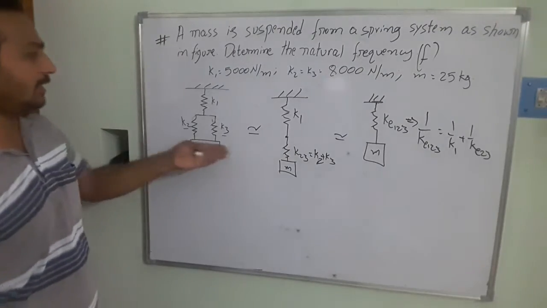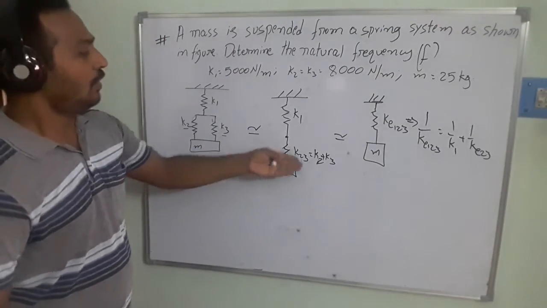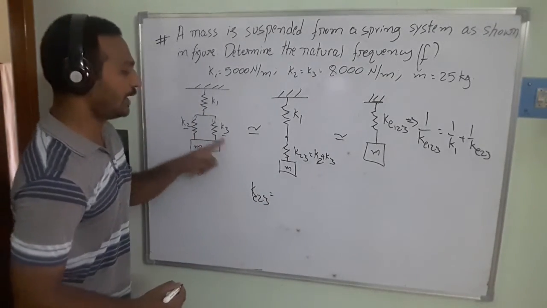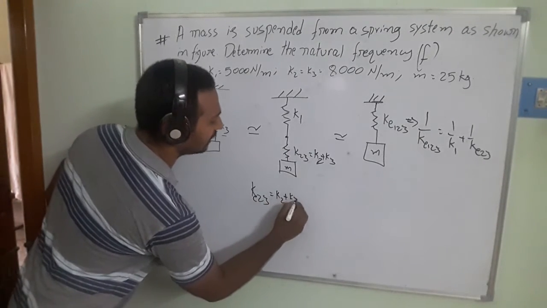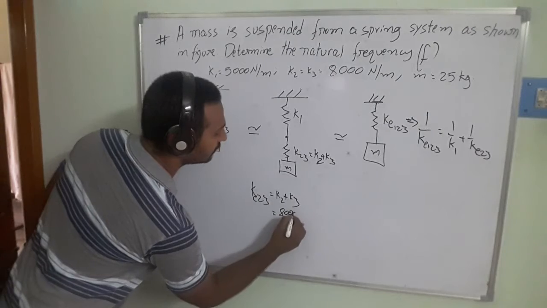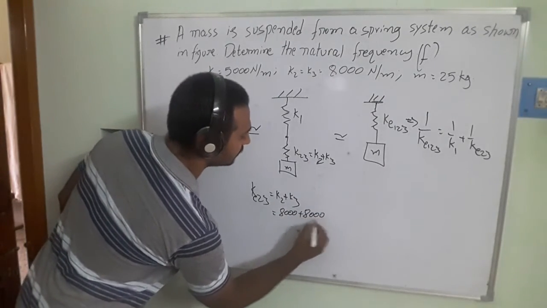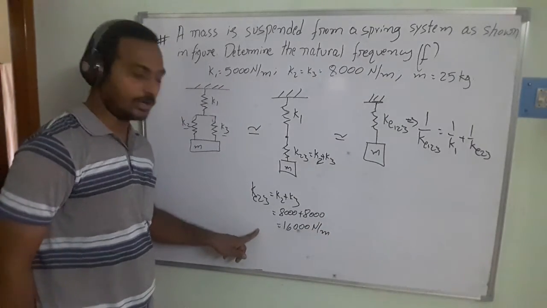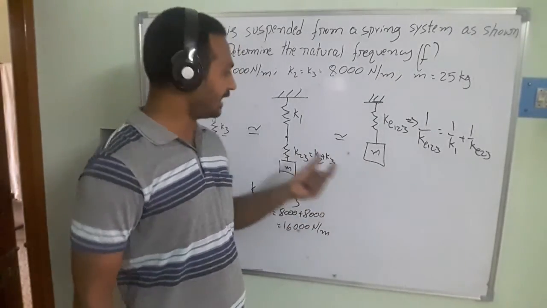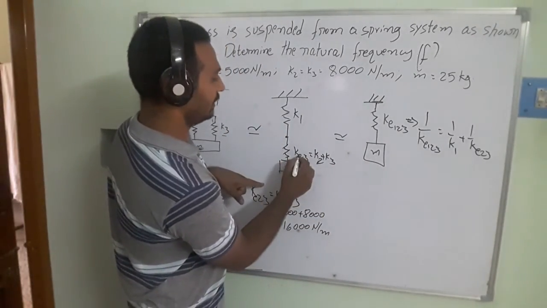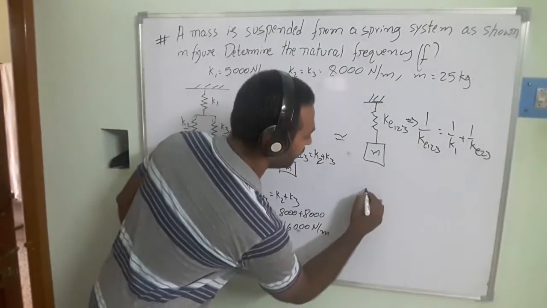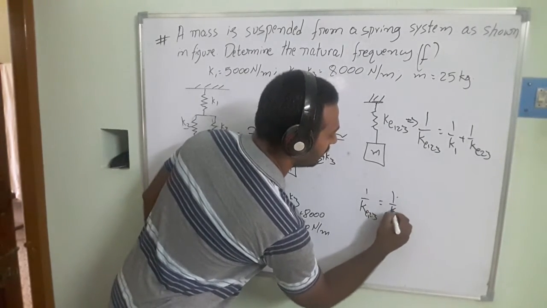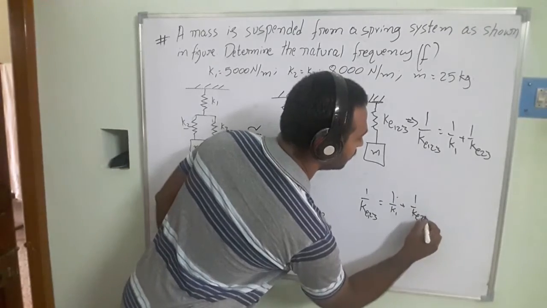What is the value of K2,3? This is the equivalent spring constant for springs 2 and 3, equal to K2 plus K3, that is 8000 Newton per meter plus 8000 Newton per meter, which is 16,000 Newton per meter. Once we have it, we go for the series condition, that means K1 and KE23. So I am rewriting the equation here: 1 over KE123 equals 1 by K1 plus 1 by KE23.